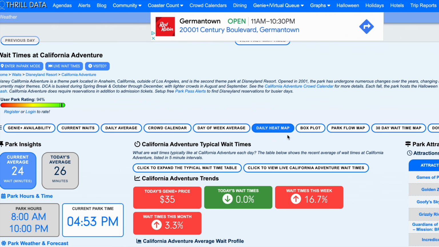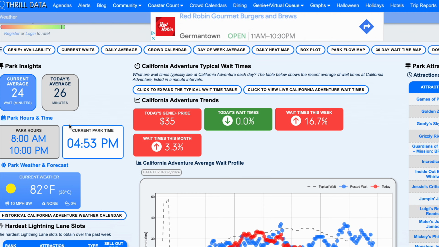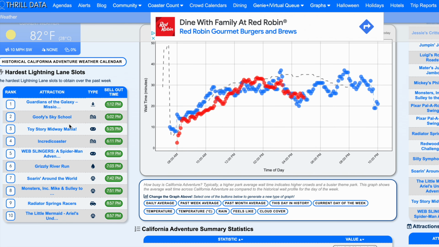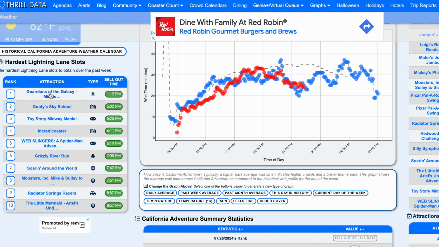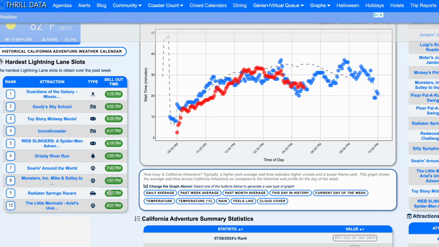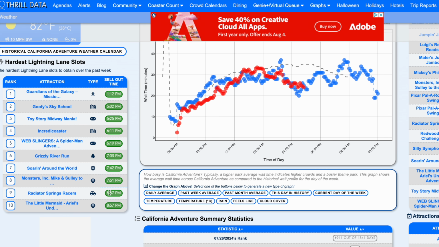And then scrolling down, I really want to pay attention to the hardest lightning lanes. So here, it's interesting because it's saying the sellout time for Guardians was pretty early, like 1:12 in the afternoon. So that is a little bit earlier in the day, so we'd want to prioritize that one. The paid lightning lane at California Adventure right now is Radiator Springs, and that one didn't sell out till later at night. So it looks like we'll probably be able to get that if we end up wanting to pay for it. We don't need to worry about that running out, really. It's going to be available most of the day.